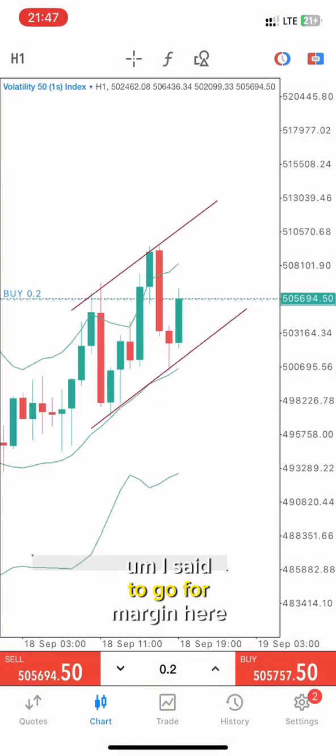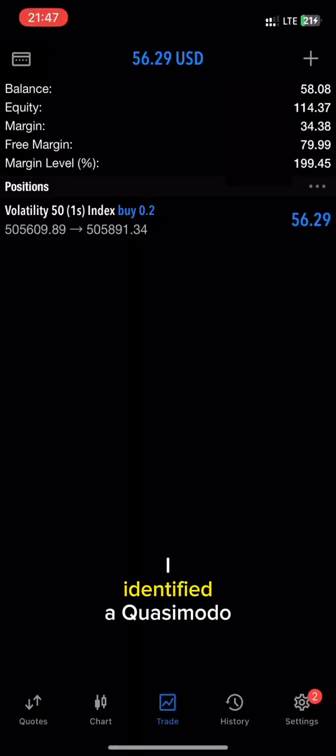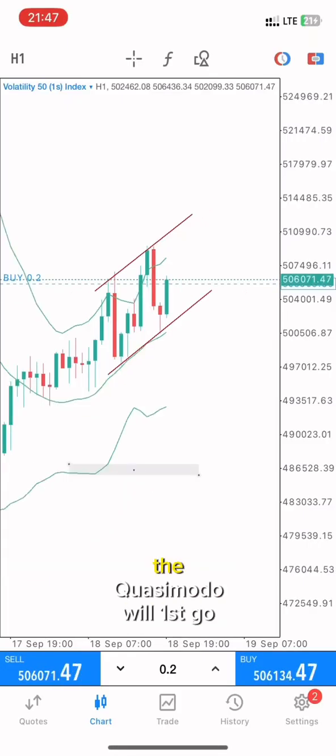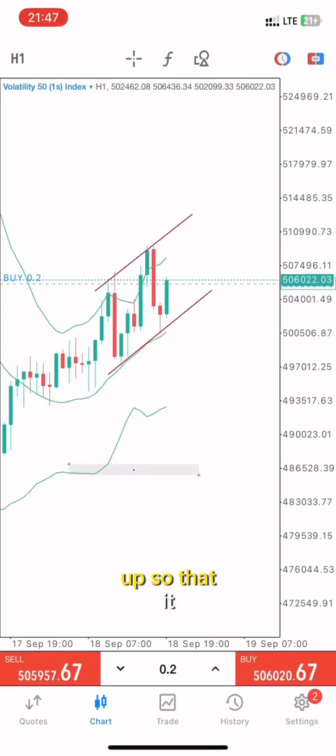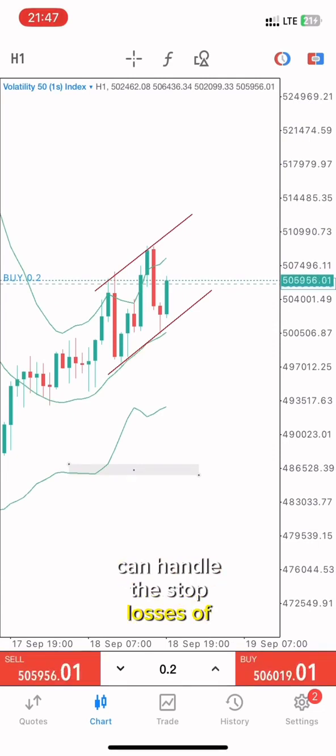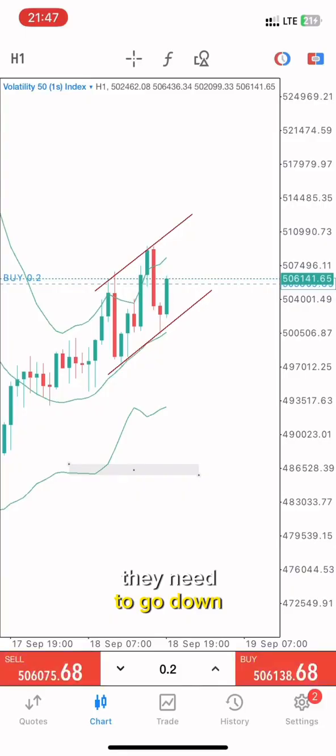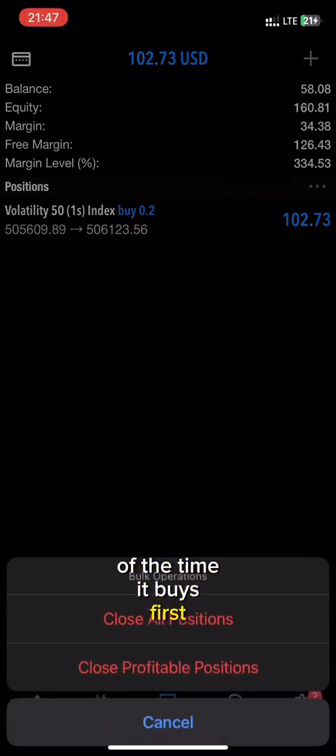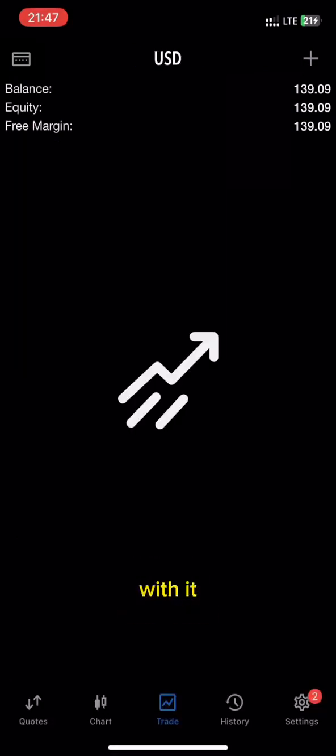I decided to go full margin here because I identified a Quasimodo, and as I said at the beginning of the video, the Quasimodo will first go up so that it can handle the stop losses of the early sellers. Then it will go down. So as for me, I take advantage of the time it buys first, then I'll go down with the sell with it. As you can see, it's a Quasimodo.